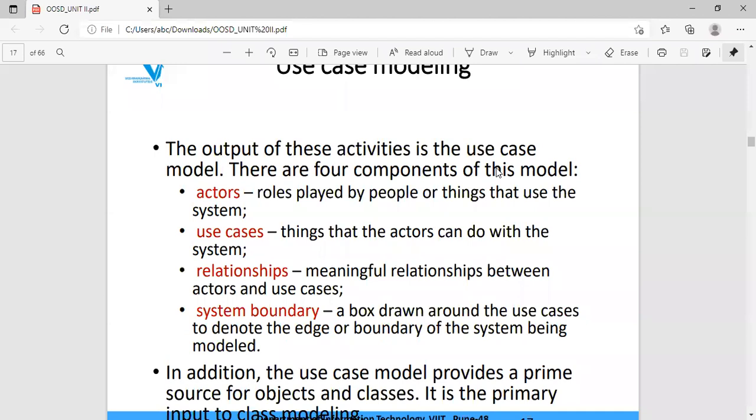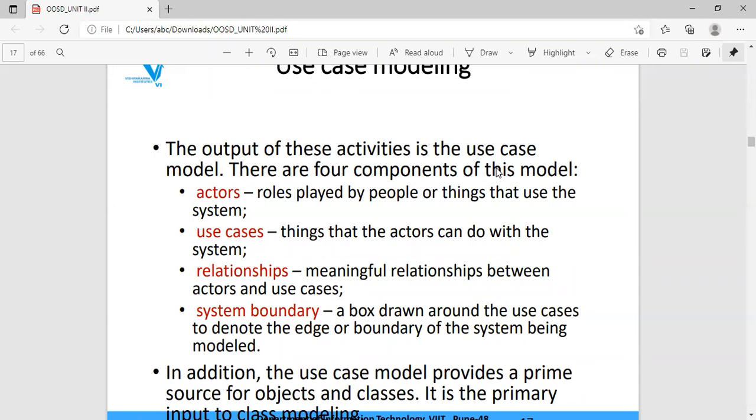In the second part, we have to write down the use case. I have to write the use case with the help of a UML diagram, performing this activity with the help of some notation. The use case represents the things that the actors can do with the system. The most important part is the relationship. Meaningful relationships between actors and use cases are identified with the help of relationships.